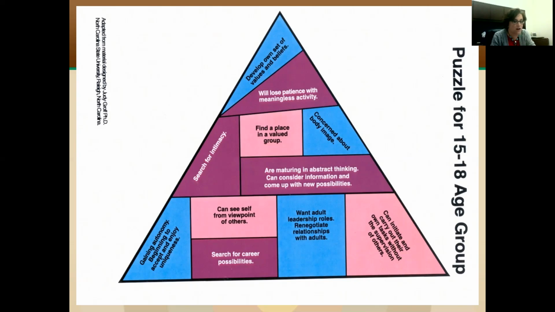They're maturing into that abstract thinking. They can consider information and come up with different possibilities. This is really where they're starting to look for those career opportunities. They want adult leadership roles, and they're going to renegotiate their relationship with adults.